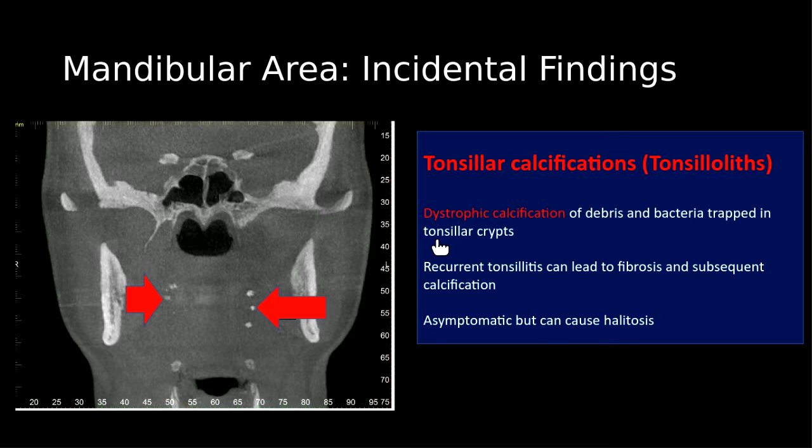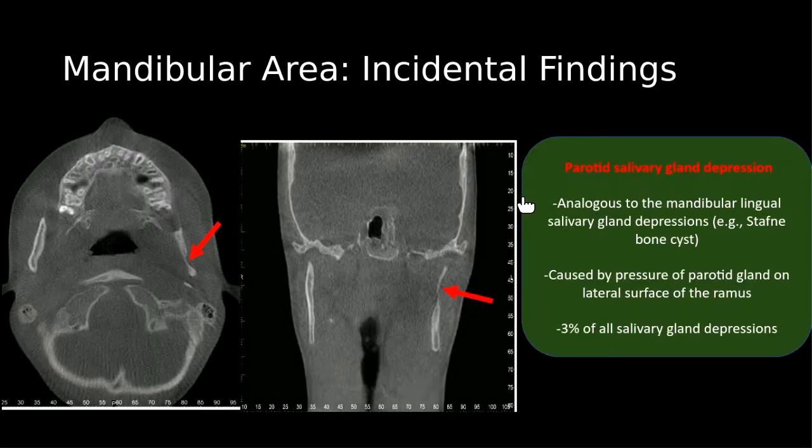And the other finding I see a lot: a patient comes in, you take a CBCT scan, and in the tonsil area you can see a lot of stones, which are called tonsilloliths. These are well-defined, hyperdense areas in the crypts of the palatal tonsil region, where you find calcifications. And also, in the parotid gland, you can see there's a depression. You can also directly call it a depression in the parotid gland. That's pretty good too. And you must know the Stafne bone defect, or the submandibular gland depression, which happens in the mandibular lingual area.